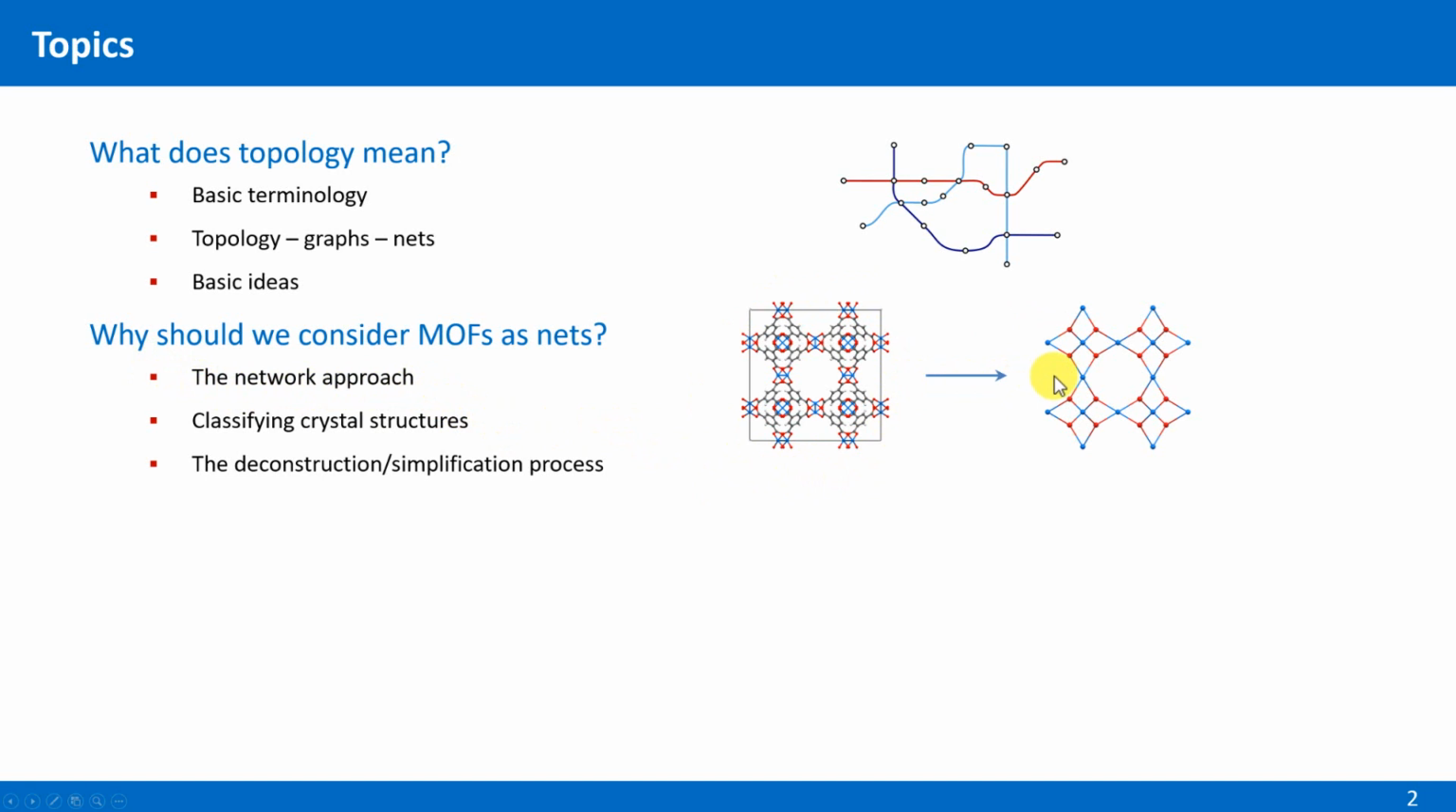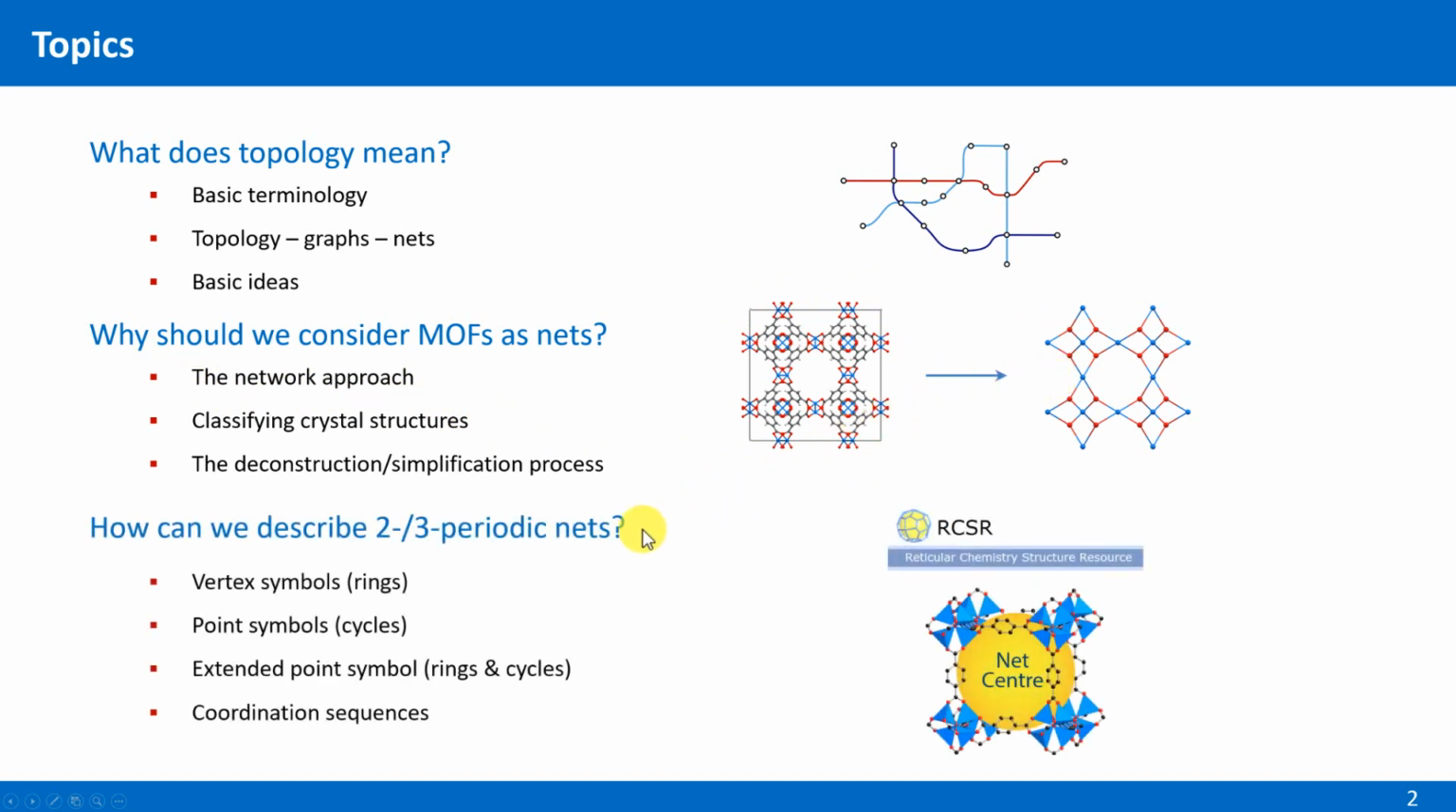process. And finally, I will say something about how 2 and 3 periodic nets, this means nets which are periodic in 2 or 3 dimensions, can be described or characterized. I will explain at which properties the software package ToposPro is looking in order to distinguish between different nets. So, what are vertex symbols, point symbols, extended point symbols, what are coordination sequences, what is the difference between rings and cycles, and so on. And we will refer to the reticular chemistry structure resource, the so-called net center.